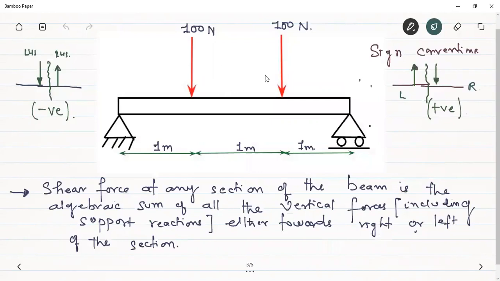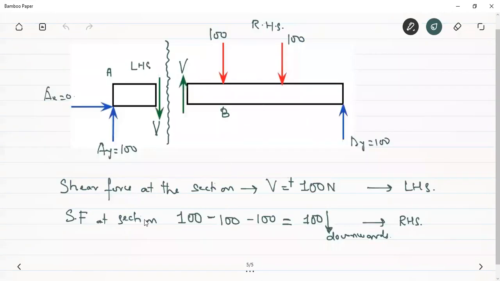Since I have taken the right hand side of the section, I am writing the shear forces on the right hand side of the section. Therefore, on the right hand side of the section, the net force for the shear force to be positive should be downwards. It is downwards here. Therefore, again, the shear force at this section is what? Positive. Okay. So in both cases it should come out positive, isn't it? Whether we are taking the left hand side of the section or right hand side of the section. So this is one way to see the shear forces.